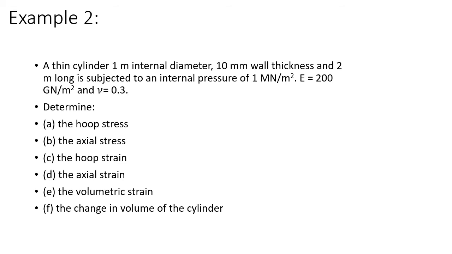We've got an example here. We're going to work out the change in volume of the cylinder given an internal pressure of 1 megapascal. We have a cylinder with an internal diameter of 1 meter, wall thickness of 10 millimeters, so it's a thin-walled vessel, and it's 2 meters long. We've been given the E value of 200 gigapascals, so it's probably steel, and a Poisson's ratio of 0.3. In order to get to our change in volume, we need to calculate all of these things along the way. We'll do that on the next slide.